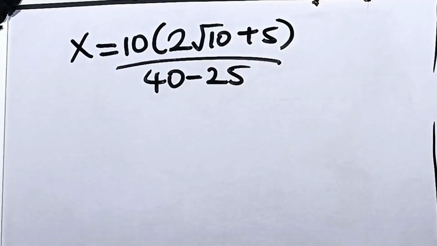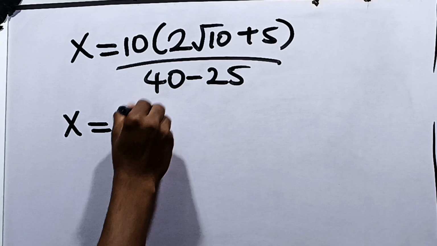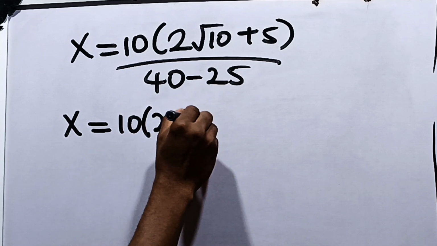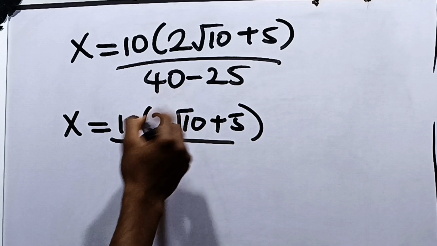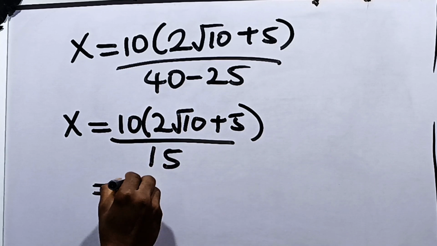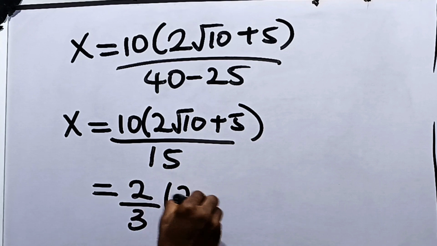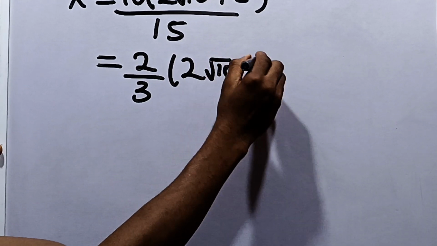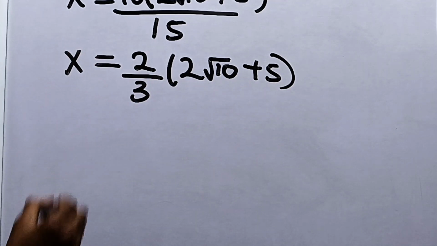Now moving on from here, our x is equal to 10 into 2 root 10 plus 5 divided by 40 minus 25, which is 15. And this becomes equal to 2 over 3 into 2 root 10 plus 5. This is the first value for x.